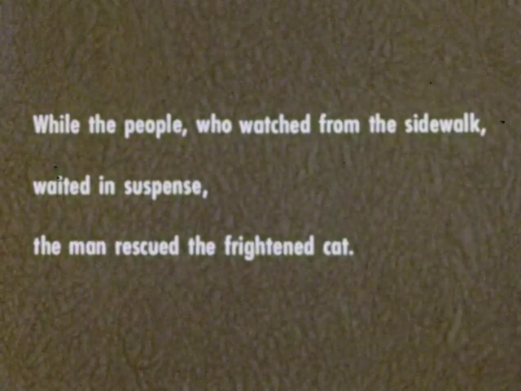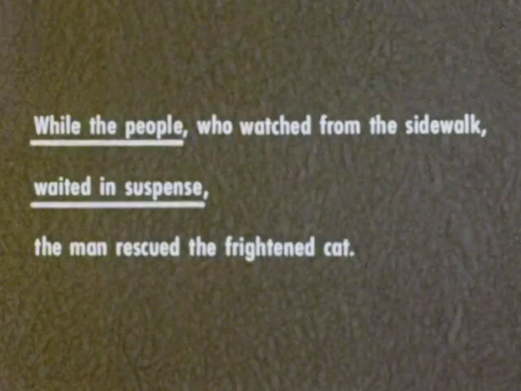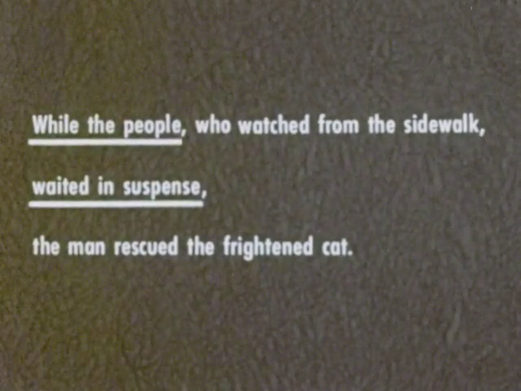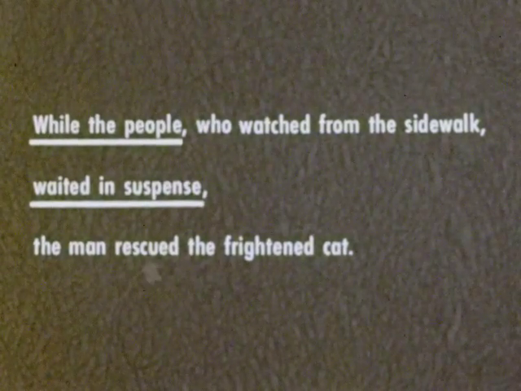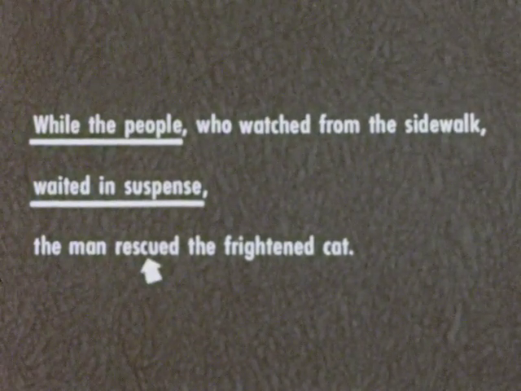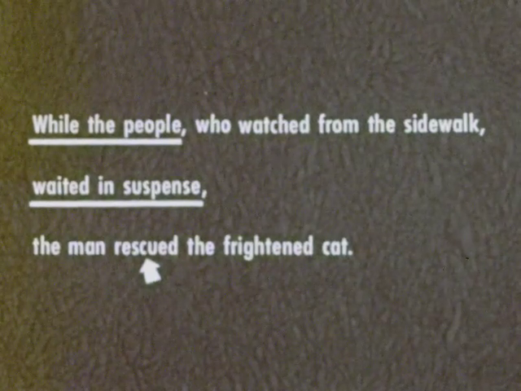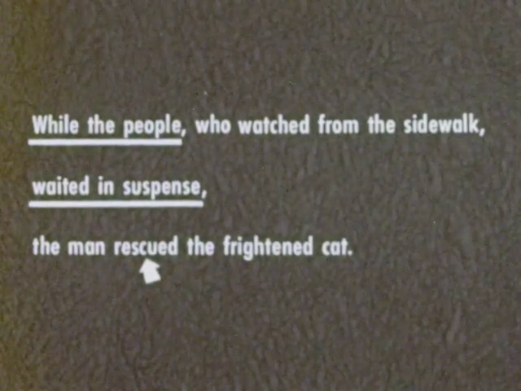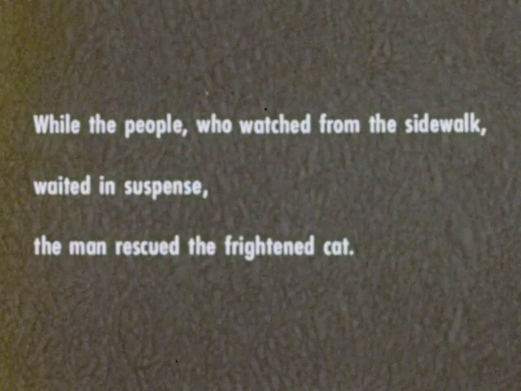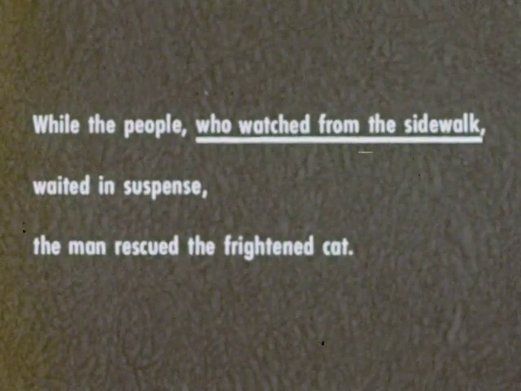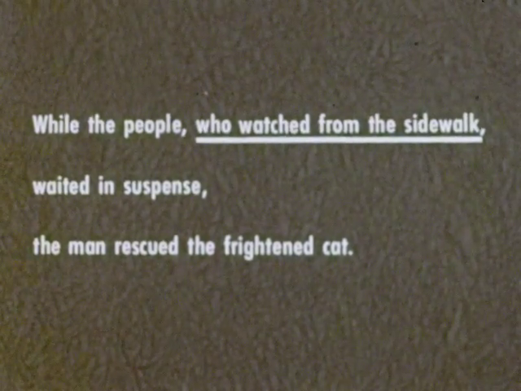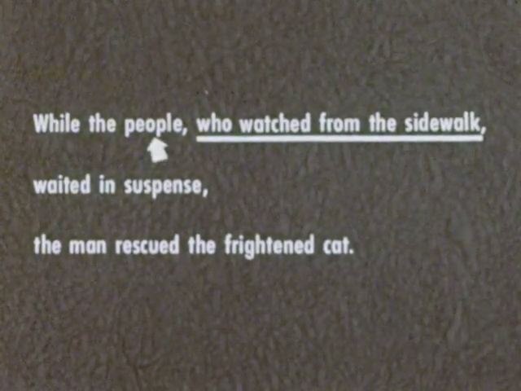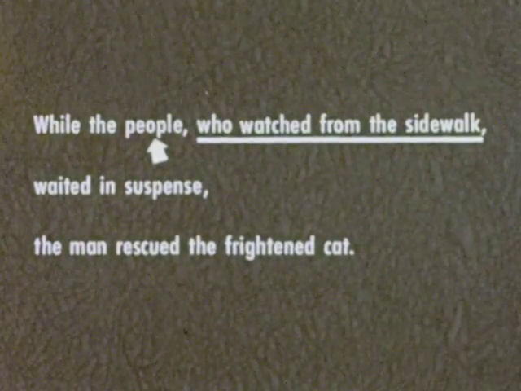For example, the subordinate clause, while the people waited in suspense, functions as an adverb. It modifies the verb rescued. The clause gives a time indication to rescued, telling when. The subordinate clause, who watched from the sidewalk, functions as an adjective. This clause modifies the noun people, describing it as an adjective would.